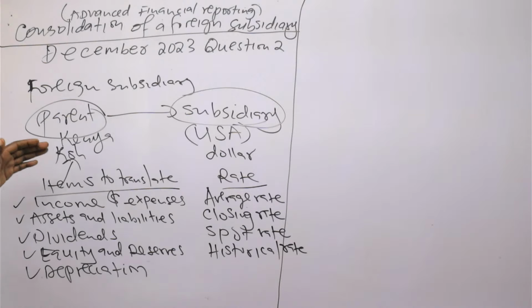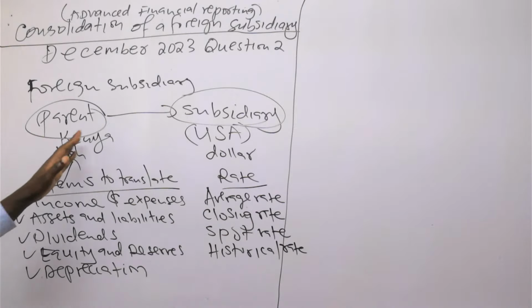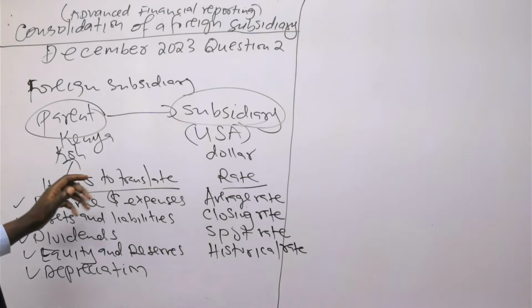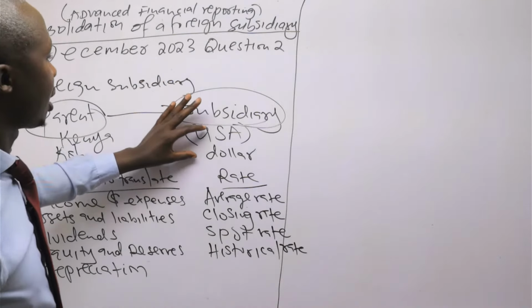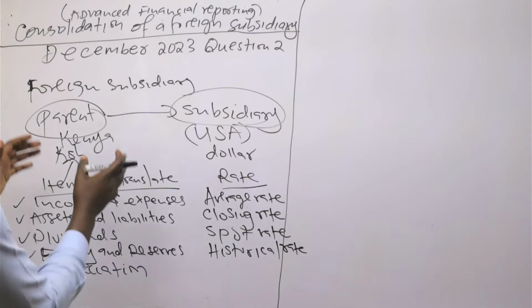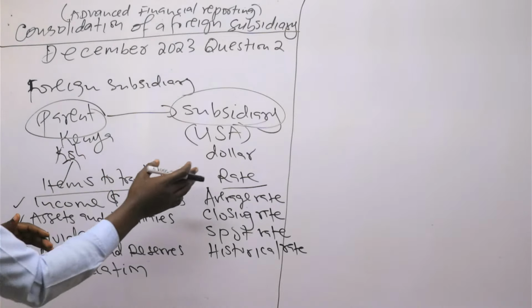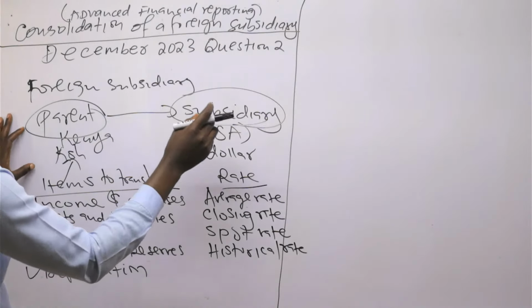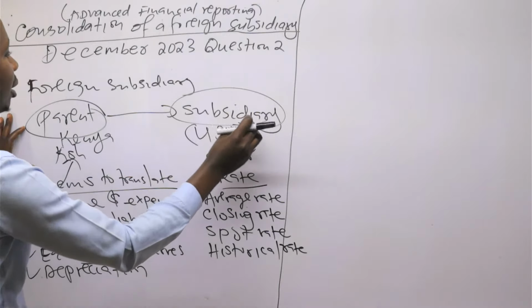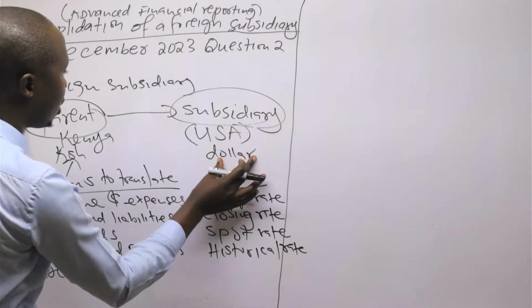So foreign subsidiaries. So whereby you find that there is a parent company which has a subsidiary. Let's say the parent is in Kenya, the subsidiary is in the USA. So remember that the parent company will be having a reporting currency, which is Kenyan shillings. Then we have a subsidiary, which has a currency in dollar. So in the process of consolidation, these parents must consolidate the subsidiary, but the operations of the subsidiary must be translated from the dollar to Kenyan shillings.